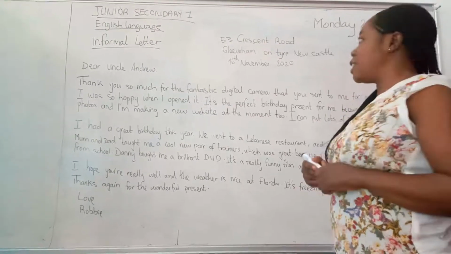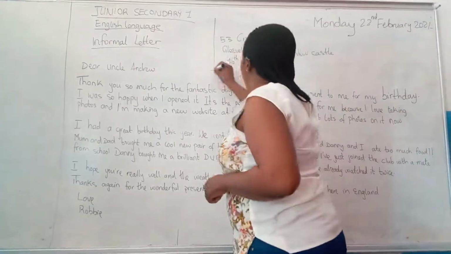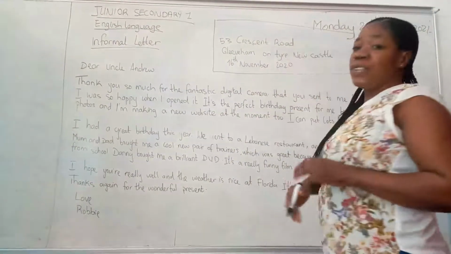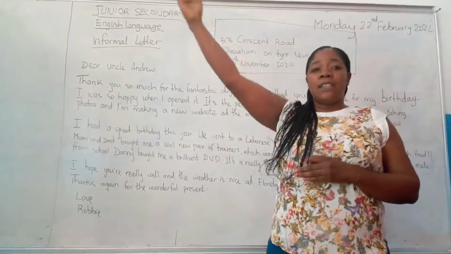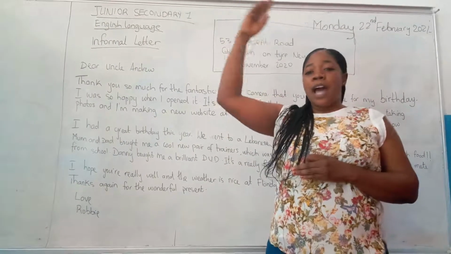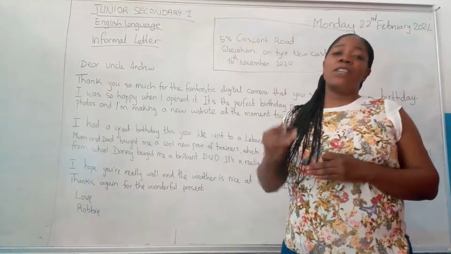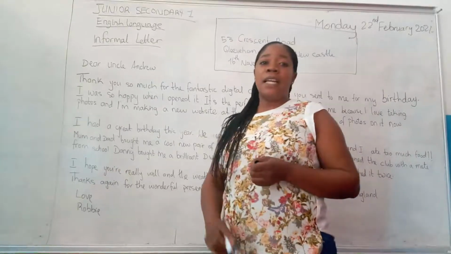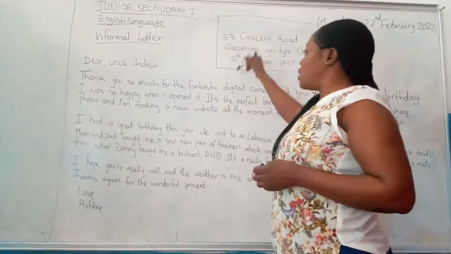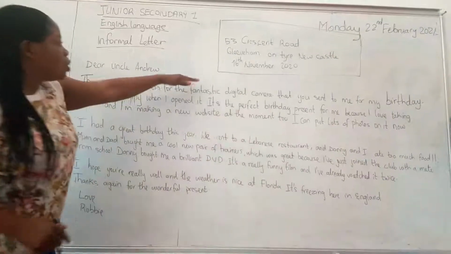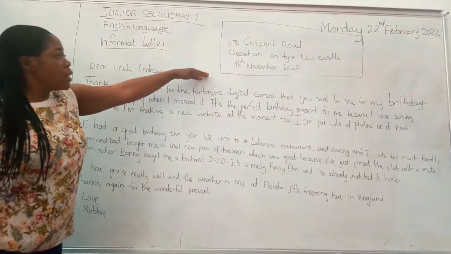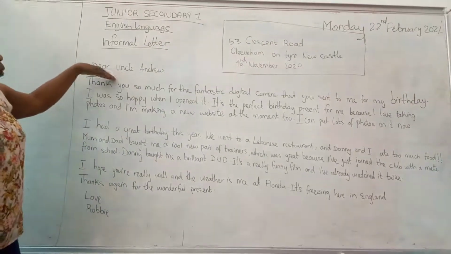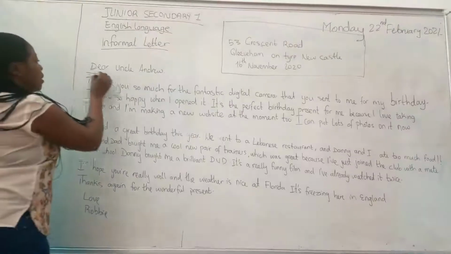Your own address is written at the top right hand of your book. Remember, in your address you don't write your name, because you are going to write your name at the end of the letter. After that, you come down just below. After your address, on the top left hand below, you write Dear Uncle.